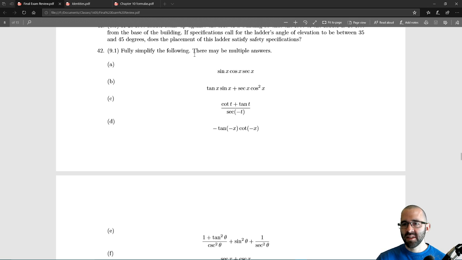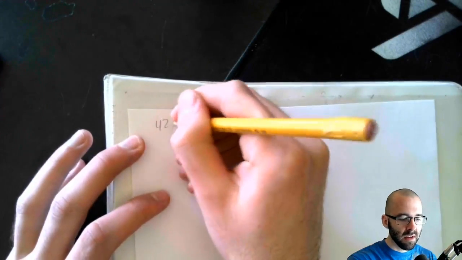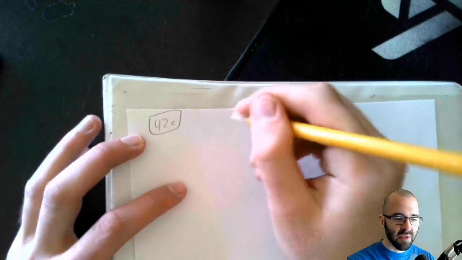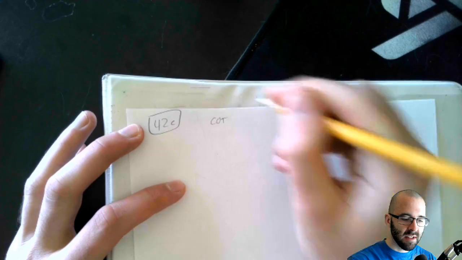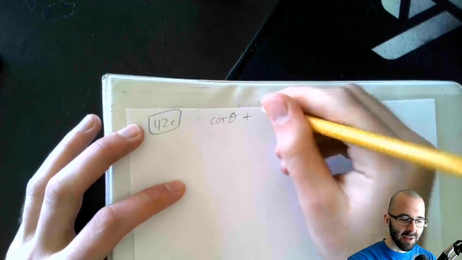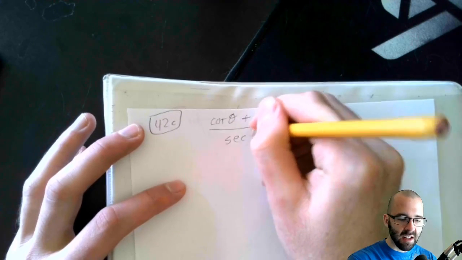And you might get something like this, just simplify some stuff. Put things into sines and cosines. That helps a lot. Something like 42C is a good one. You're simplifying this: cotangent of theta. Trig with T's looks so confusing. What's tangent of theta divided by the secant of negative theta?